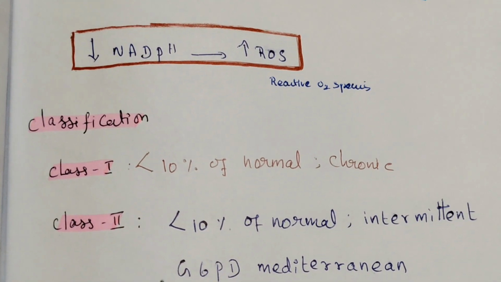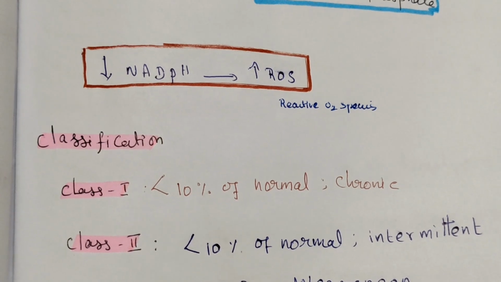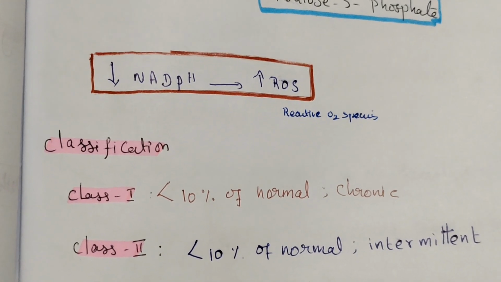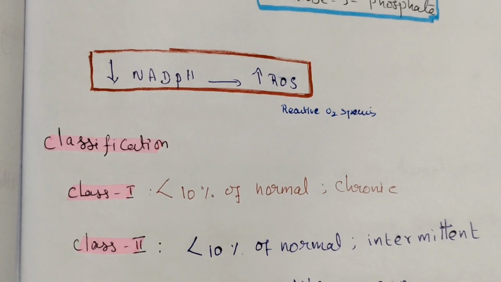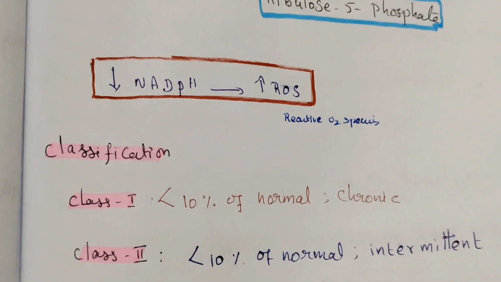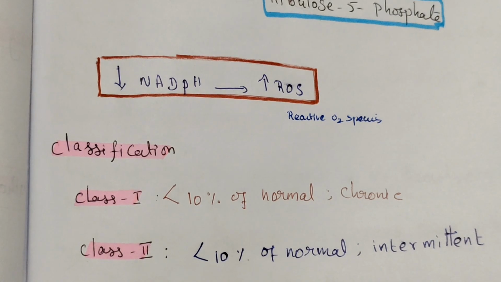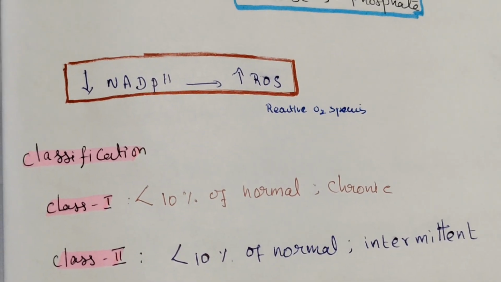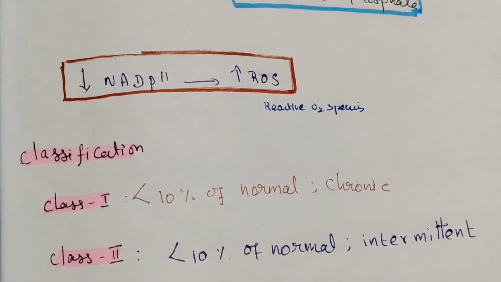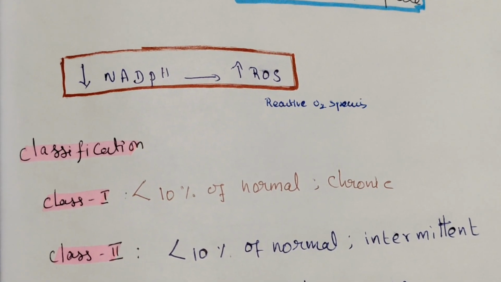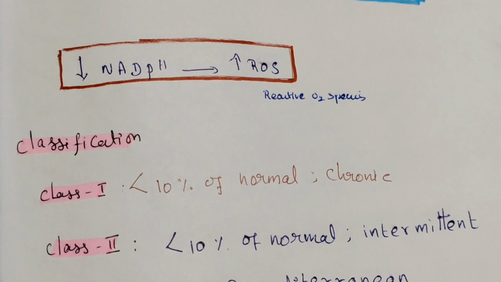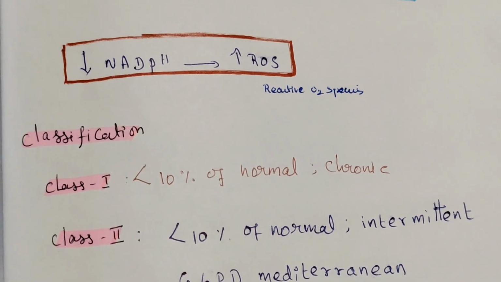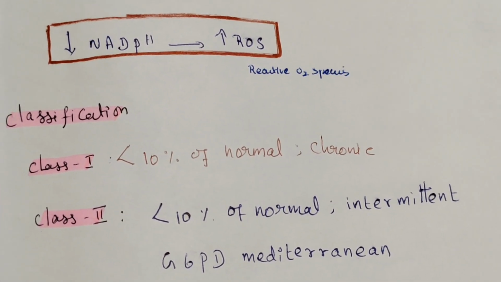Class 1 glucose-6-phosphate dehydrogenase deficiency is the most severe, and this is when individuals have less than 10 percent of the normal amount of glucose-6-phosphate dehydrogenase enzyme and less than 10 percent of normal activity, and these individuals experience chronic hemolysis.